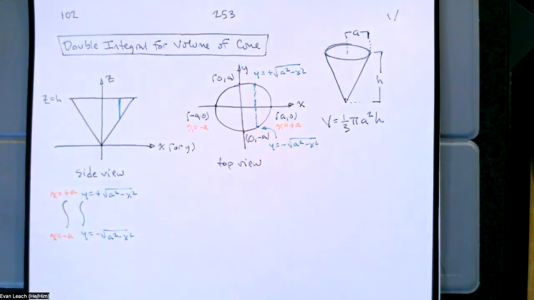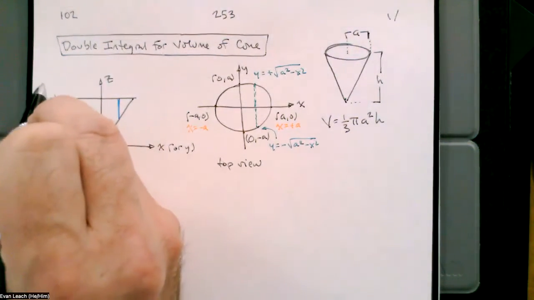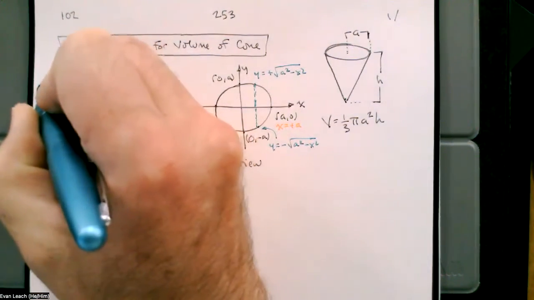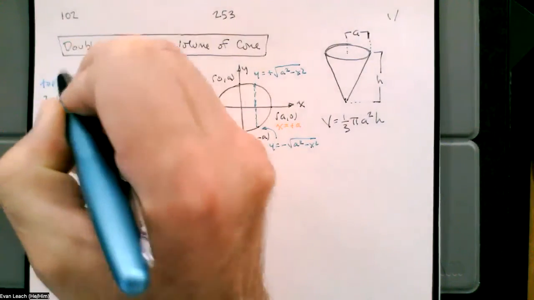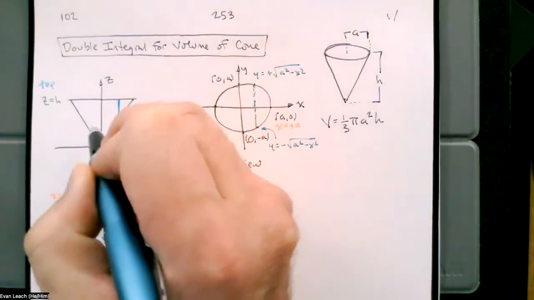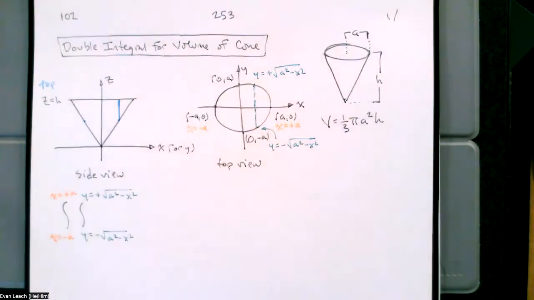So we can see that the top part is just where z is equal to h. The bottom part is going to be that absolute value shape. So the top is the line z equals h. And then the bottom is got to be that V shape.